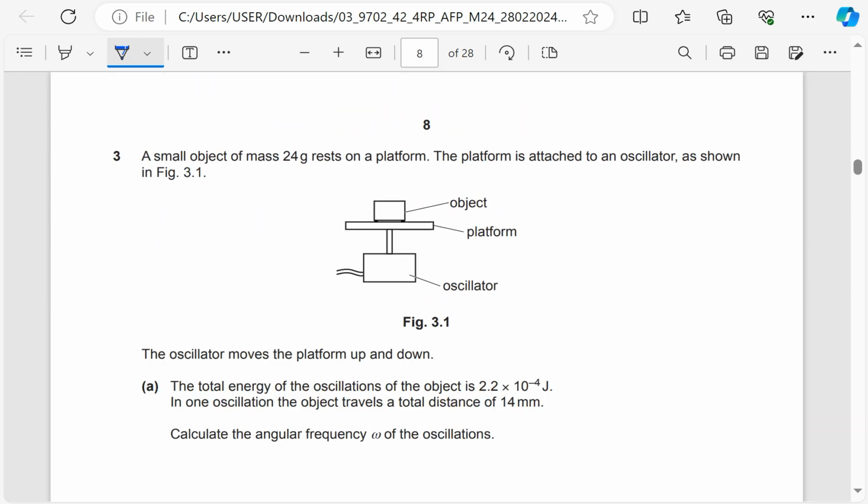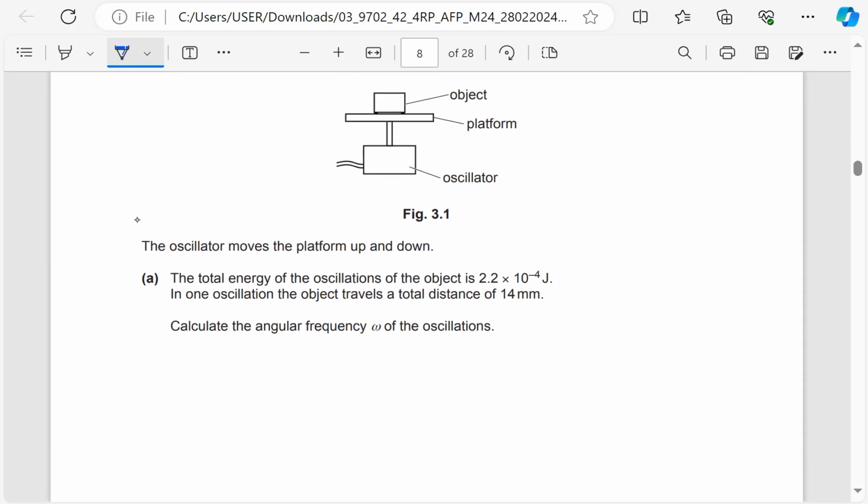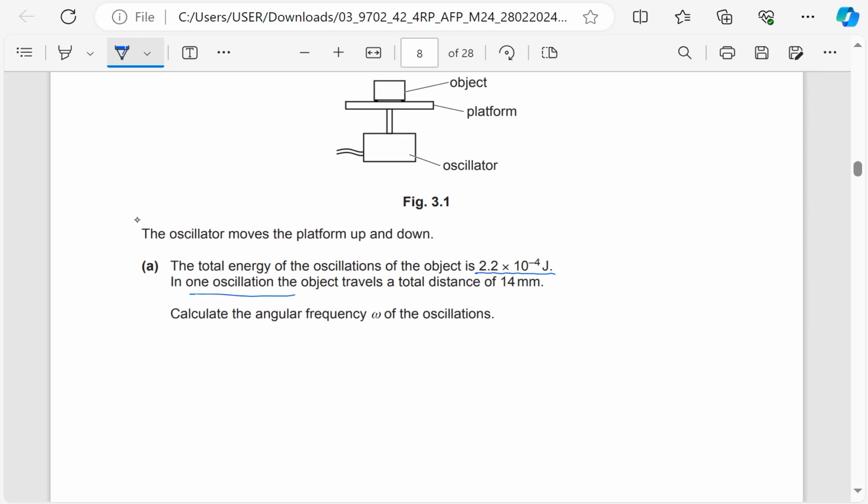Okay. Question number 3, that is simple harmonic motion. A small object of mass 24 kilograms rests on a platform. The platform is attached to an oscillator as shown in the figure. The oscillator moves the platform up and down. The total energy of the oscillations of the object is 2.2 times 10 to the power of minus 4. In one oscillation, the object travels a total distance of 14 millimeters.